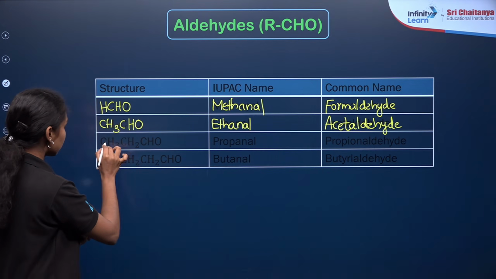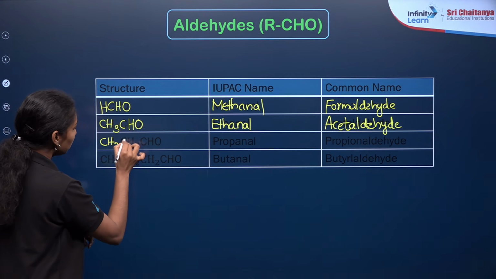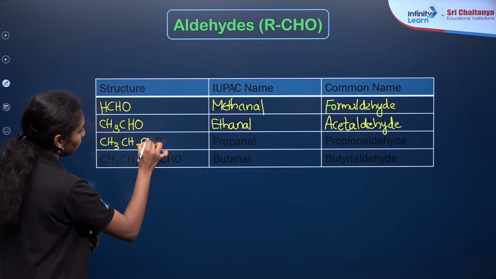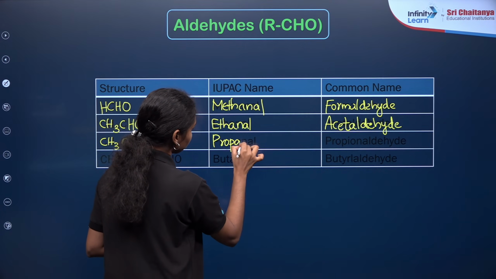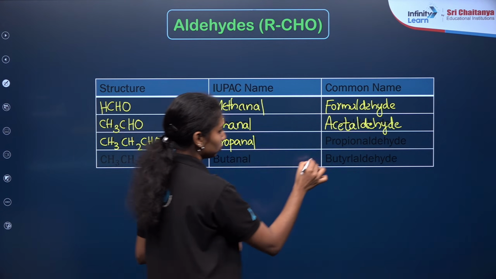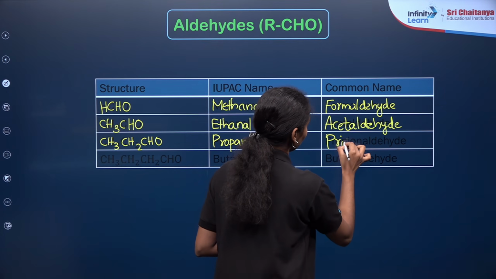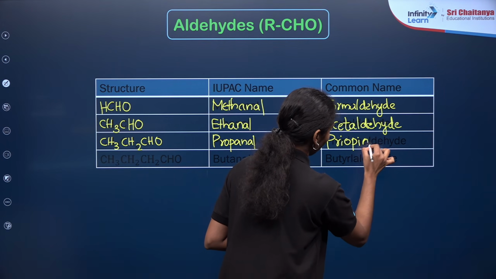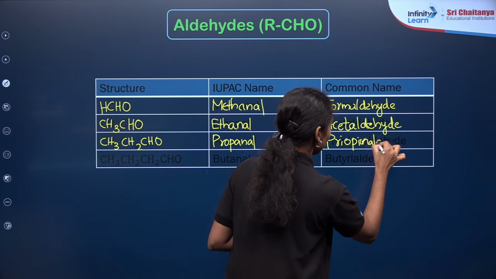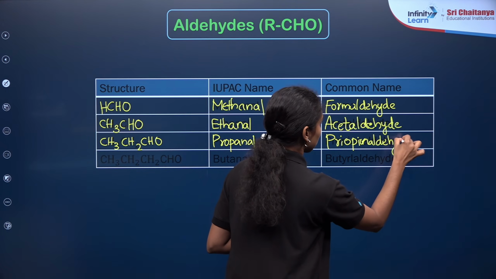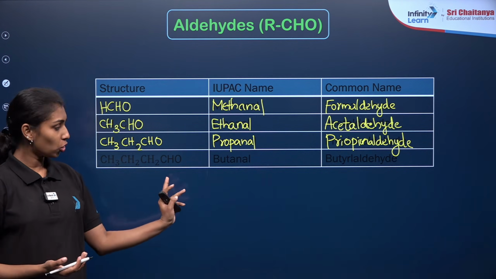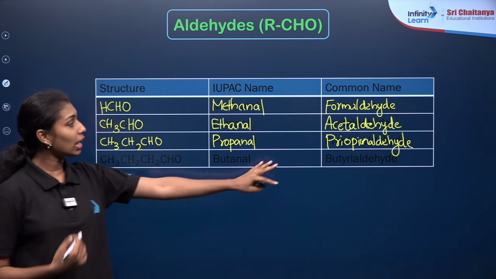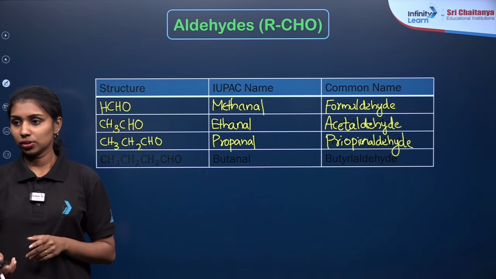Then again, this is CH3CH2CHO, 3 carbon atoms. Propanal will be the IUPAC name. The common name is propionaldehyde. So try to find out the name of this compound. It is a 4 carbon compound. So butanal will be the IUPAC name and butyraldehyde will be the common name here.